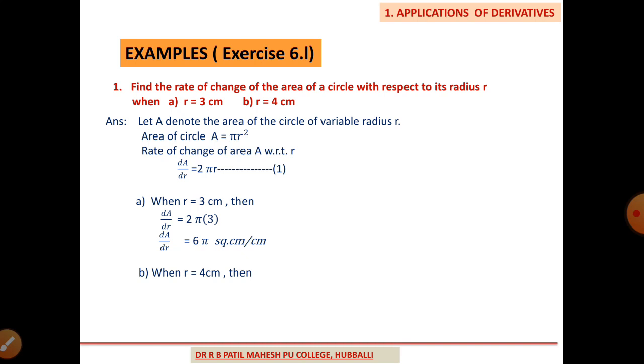Second one, sub example number 2, when r equal to 4 centimeter, then dA by dr is equal to 2 times pi into 4, from equation number 1. So we get dA by dr equal to 8 times pi square centimeter per centimeter. So the change in area is 8 pi square centimeter when the change in radius is 1 centimeter. Next, example number 2.